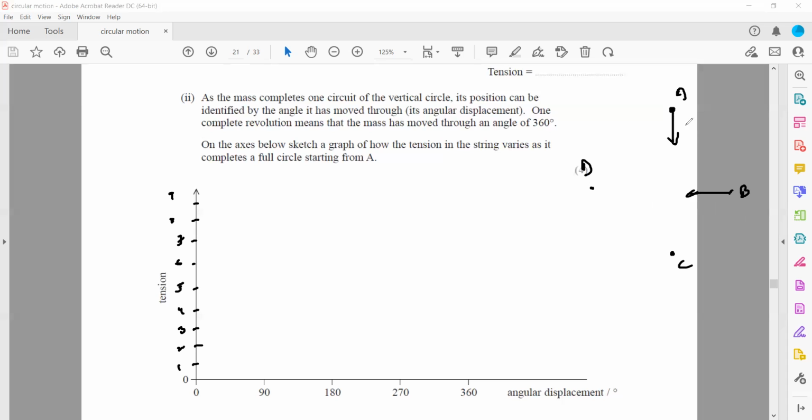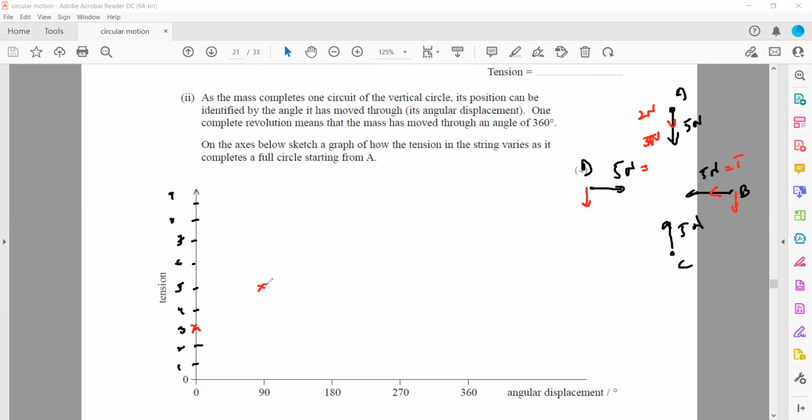In all the cases, we want the centripetal force to be 5 Newton. The weight is acting down here, so the weight is already contributing 2 Newton. So we need the tension to be 3. At position A, we need a 3 Newton tension. At position B, the centripetal force is the tension, and the weight acting down does not affect it. So at position B, when it has rotated 90 degrees, it will be 5 Newton. Then when we move to position C, the weight is acting downward.